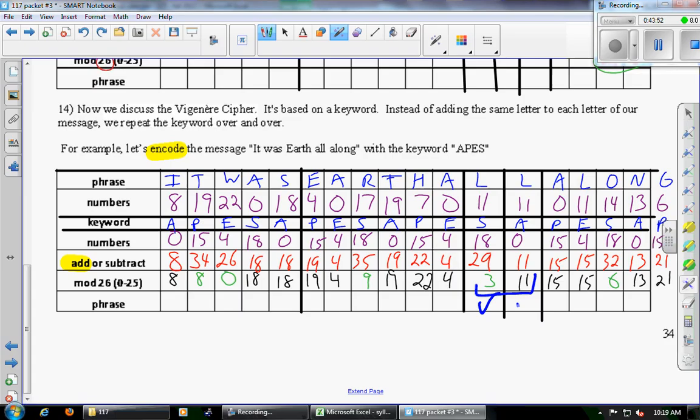Okay, 15 says, look at that last example and decide whether or not Vigenère is a substitution cipher, which means one letter always stands for the same letter. So let's come back here and let's find two copies of the same letter in It Was Earth All Along. How about the two L's in the word all? Can we just look at those? Two L's in the word all.